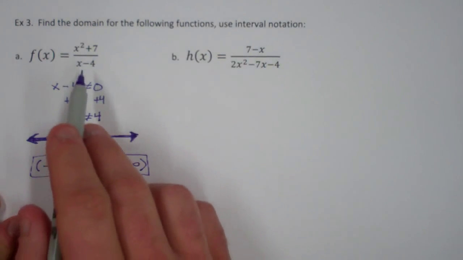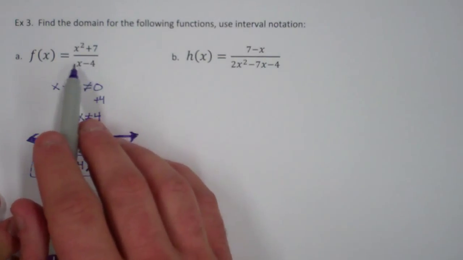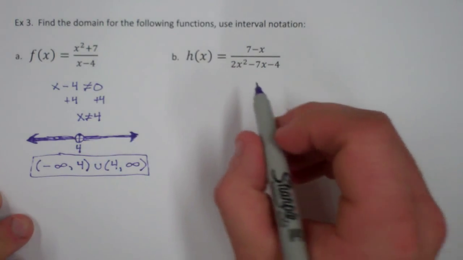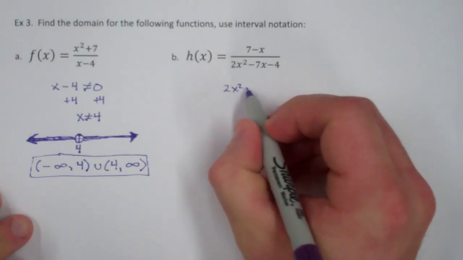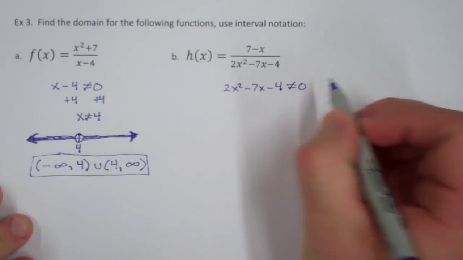This is the domain of this function. 4 is not in the domain. 4 minus 4 is 0. The bottom would be 0. We don't want to list that value in the domain. Same thing would appear to be the case here. So we don't want that bottom to be 0.